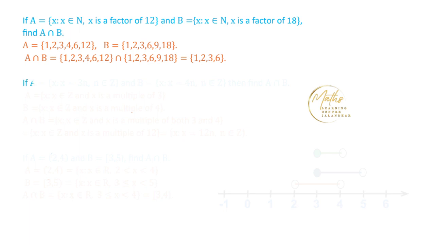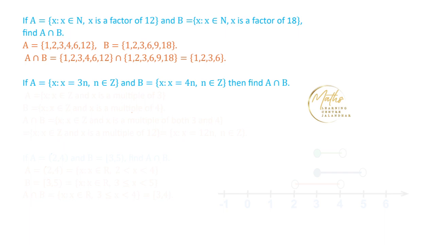Next is, if A is equal to X such that X is equal to 3n and n belongs to Z. It means we are talking about all integers which are multiple of 3. And B is the set such that it has elements X such that X is equal to 4n and n belongs to Z. We have to find the value of A intersection B.